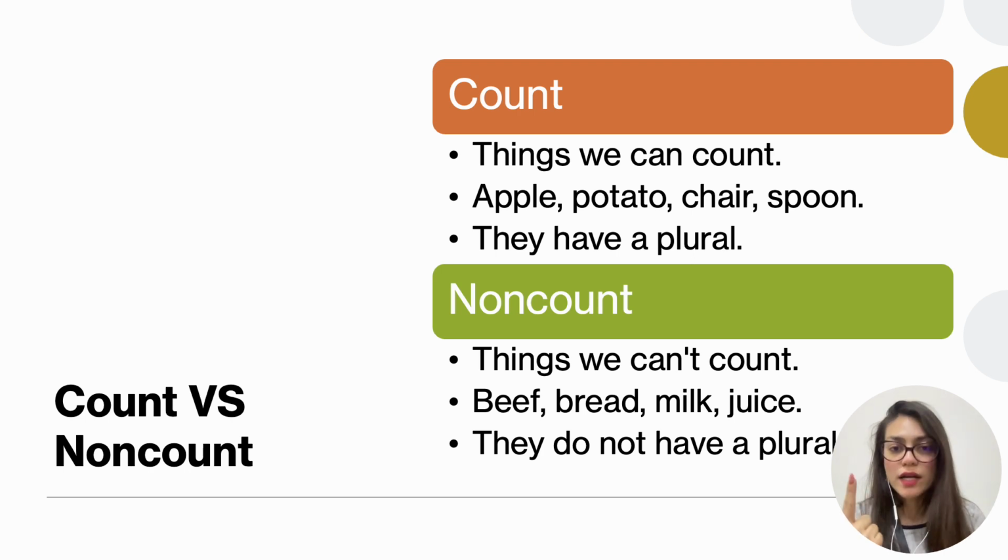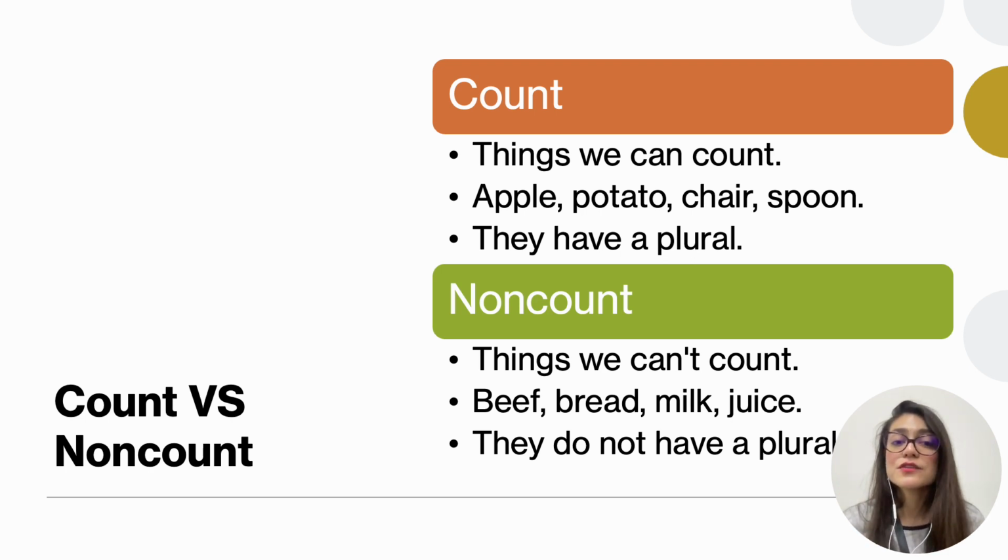I can say 1 apple or I can say 2 apples. I can say 1 potato or I can say 3 potatoes. I can say 1 chair or I can say 2 chairs. I can say 1 spoon or I can say 5 spoons, okay?